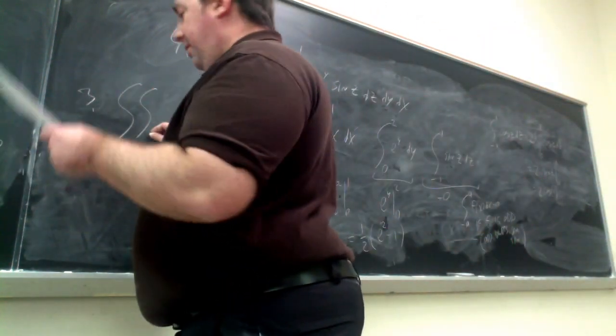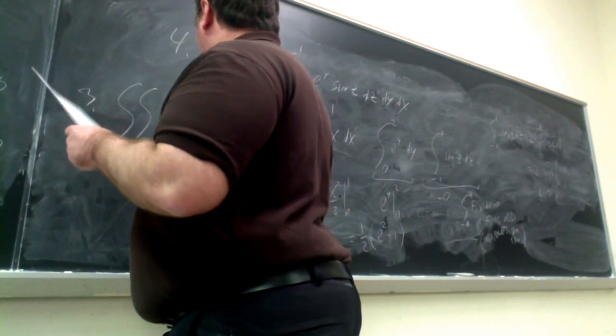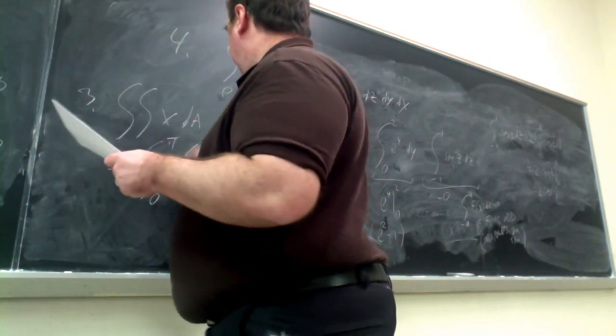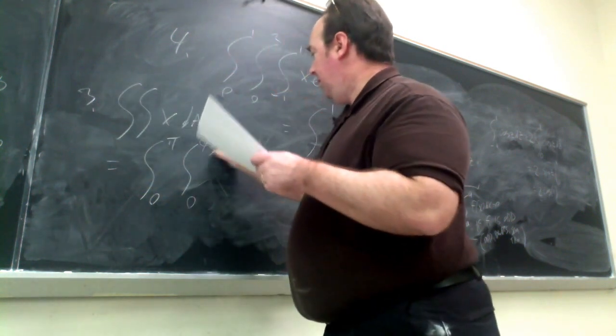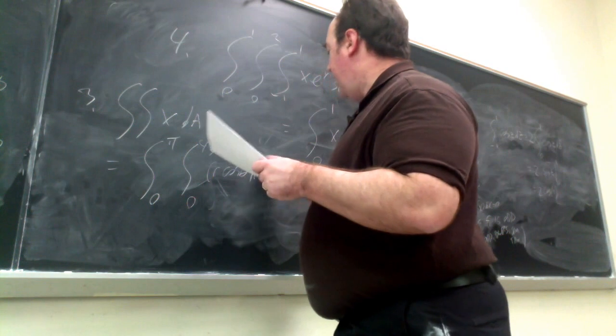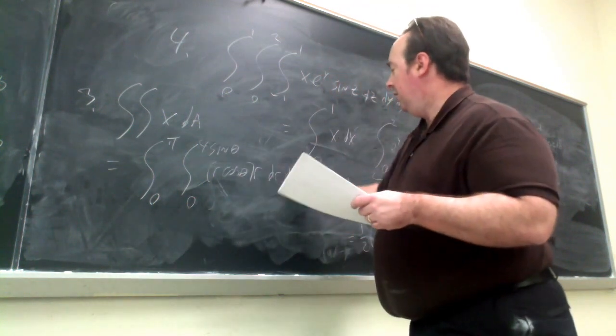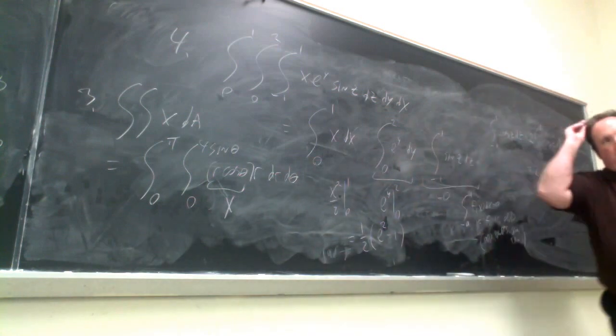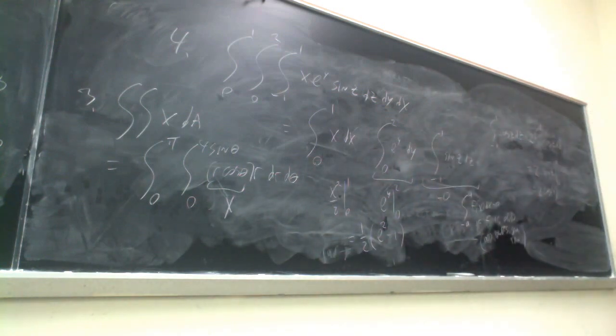So, yeah, for number 3, you have the integral of x dA. And then yeah, x is r cosine theta, with an extra factor of r. So everyone else can see, that's what was asked about.